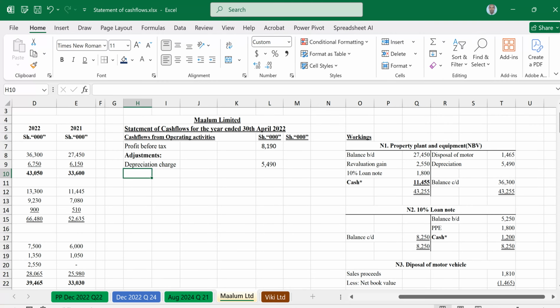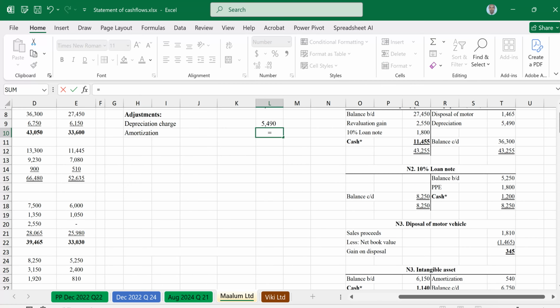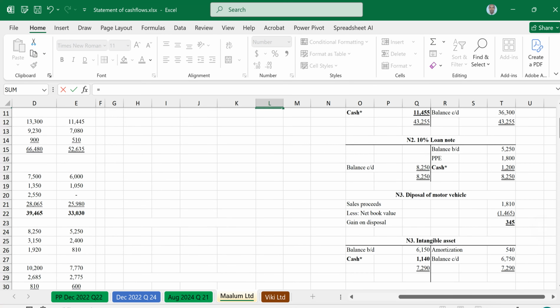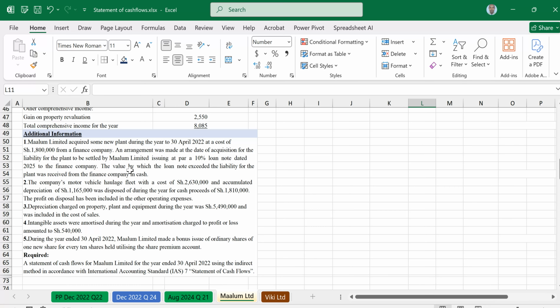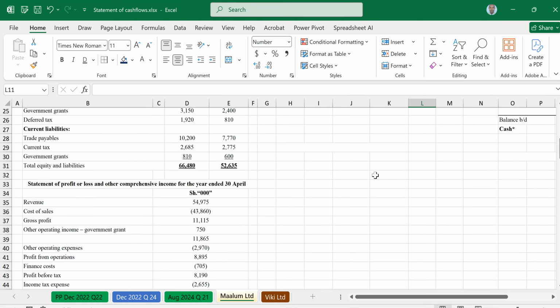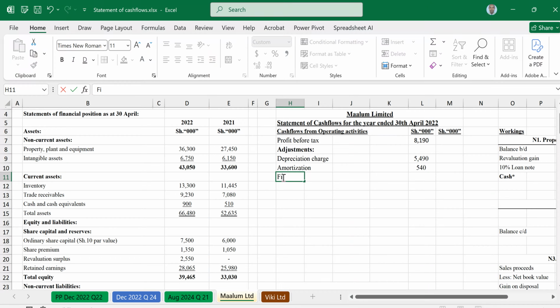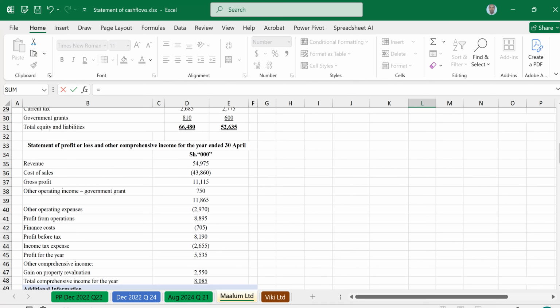Then amortization, remember all those are non-cash expenses. Amortization under intangible asset was 540. And where is amortization? It was included. Charged to the profit or loss was 540. We have finance cost. Finance cost amounted to 705. So we have 705 as finance cost.